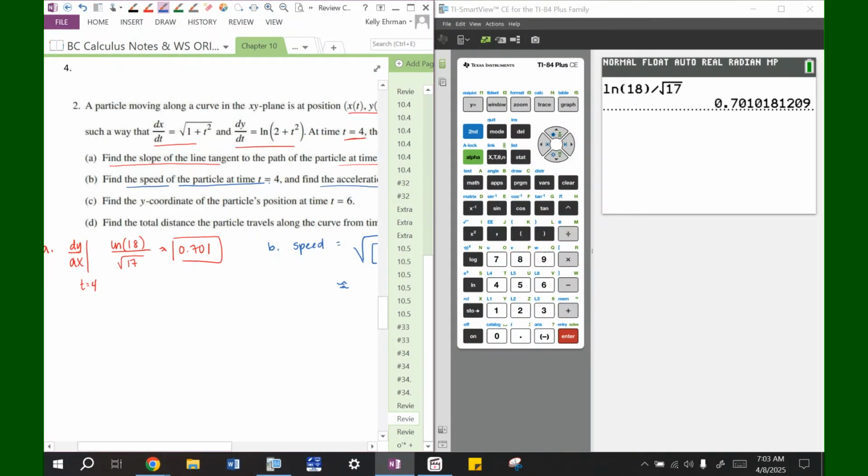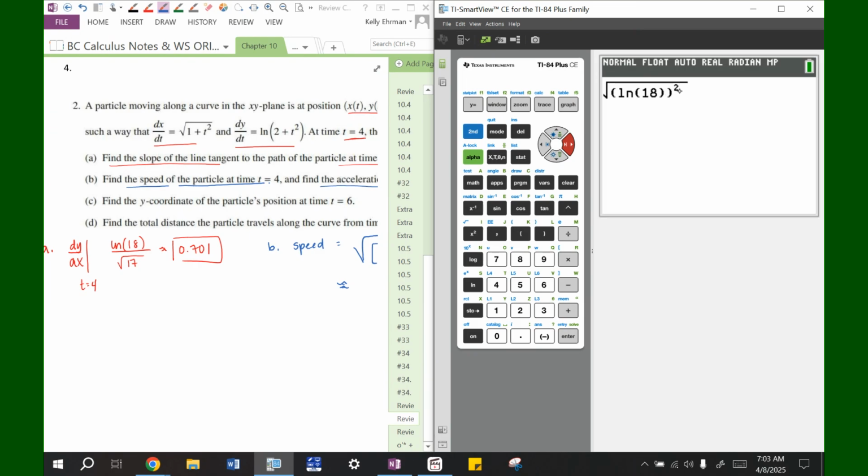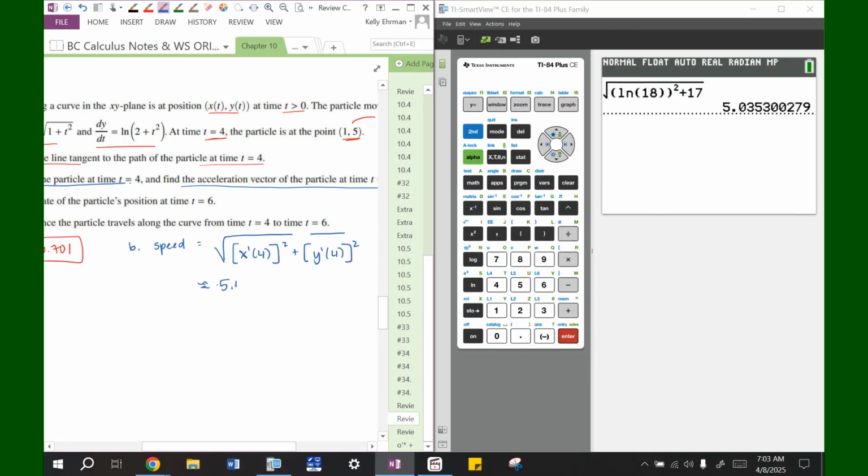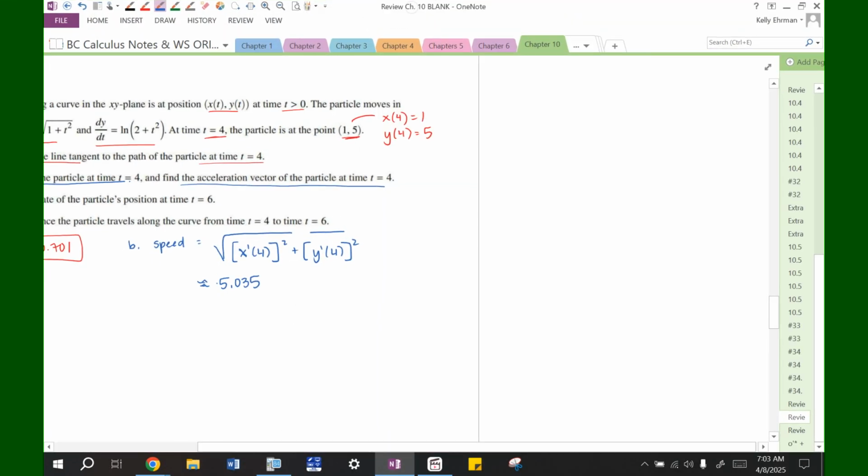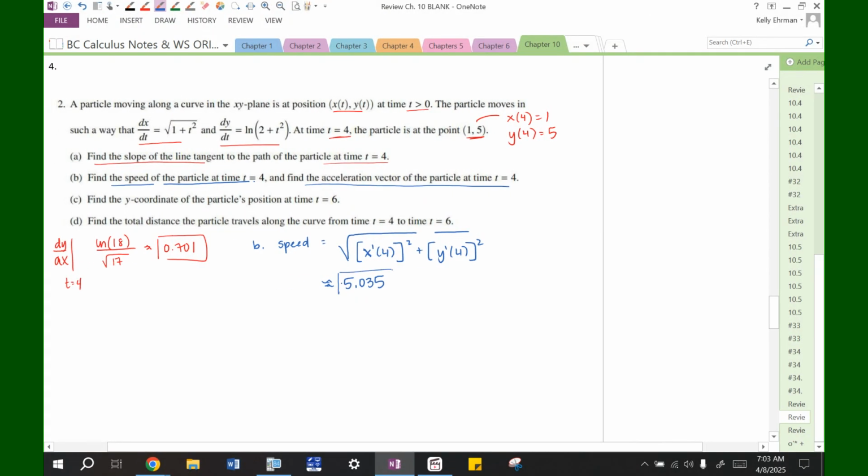So that's these two values, right? All right, so square root of ln of 18 squared. Oh, there we go. I want the ln squared, not the 18 squared. Ln of 18, that quantity squared, plus square root of 17 squared will just be 17. So I'm getting 5.035 for the speed. We don't have any labels on this, so that's it for that. And then find the acceleration.